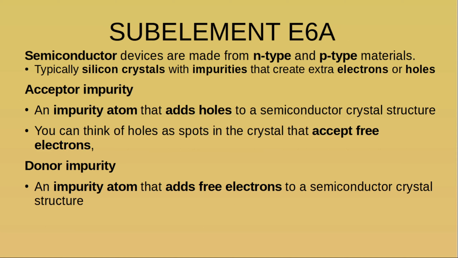So we talked about N-type and extra electrons, the holes. If we put in what we call an acceptor impurity, we're going to add holes to that material and make it a P-type. So it will accept free electrons, which is why they call it an acceptor. If we add an impurity that adds free electrons in the crystal, then it becomes a donor.